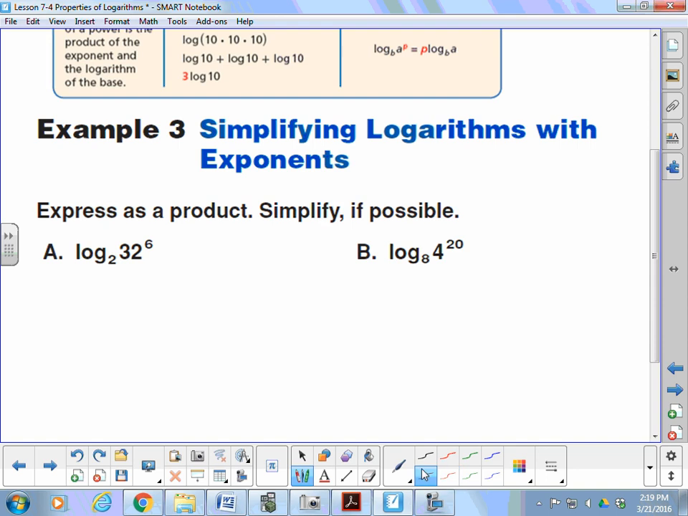So we'll take the 6, move it to the front, becomes 6 times the log base 2 of 32. Take that exponent and move it down in front of the logarithm. So do we know what the log base 2 of 32 is? Can I take 2 and raise it to a power and get 32?